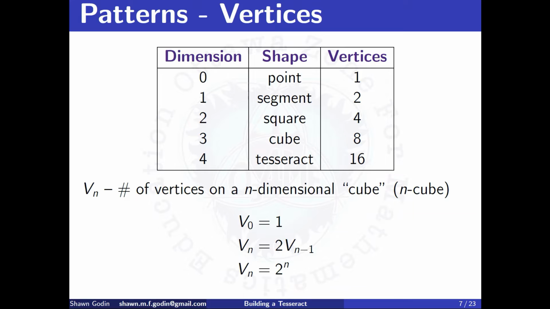Okay? So we would expect this pattern to continue, so that if I had a 10-dimensional cube, I'd expect there to be 2 to the 10 or 1,024 vertices on that.